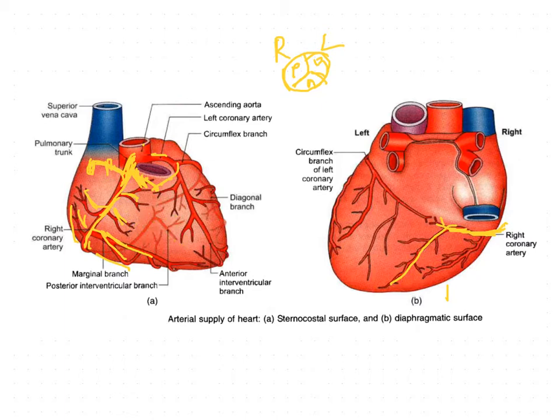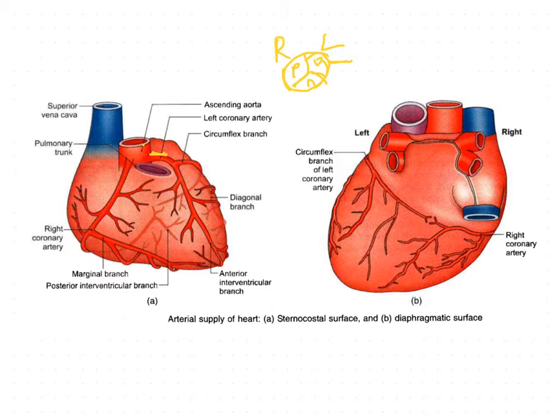The left coronary artery is larger than the right coronary artery. It arises from the left posterior aortic sinus. Here we can see this one is the left posterior side. So this is the left posterior aortic sinus, the part where the left coronary artery is arising.